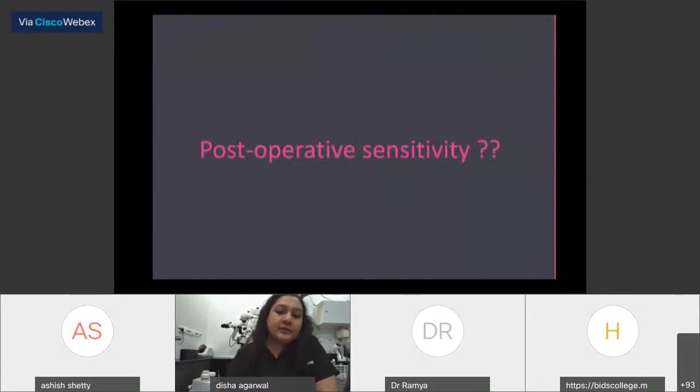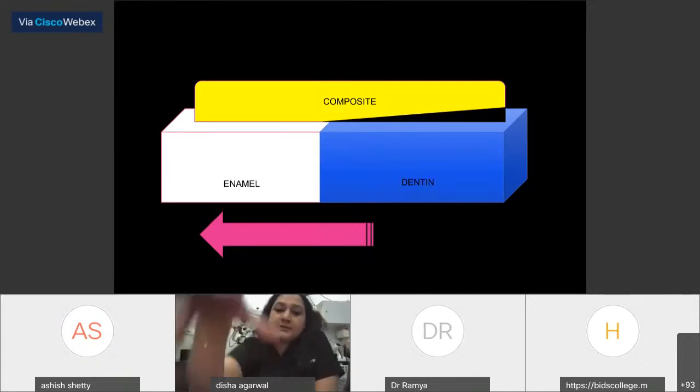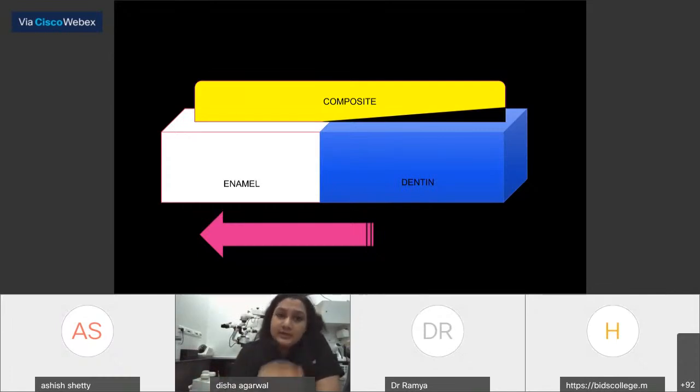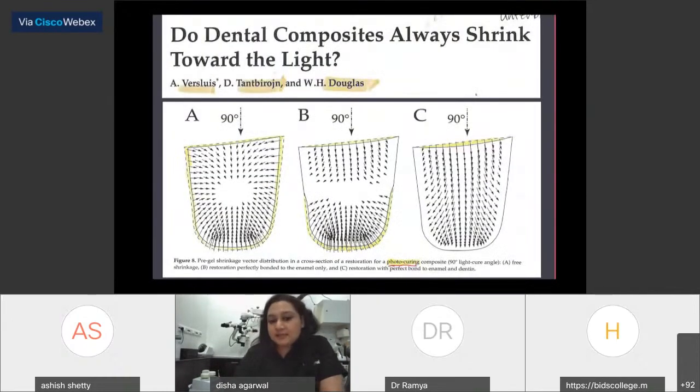Remember from the first slide, I told you that it's moving towards the enamel. See here, I'm going to give a light on the top, right? Even my dentine has the same light as my enamel has, but what is happening? There's still shrinkage towards the enamel. That is because the movement of the shrinkage is towards the most bonded surface. It is not towards the light. The surface which will bond faster, which will gain a lot of bond strength, is where your composite will start moving. The dynamics is such that the light doesn't make a difference.